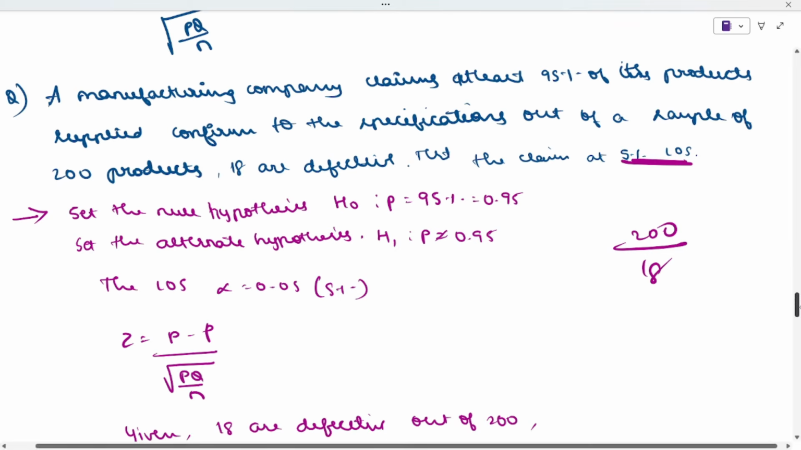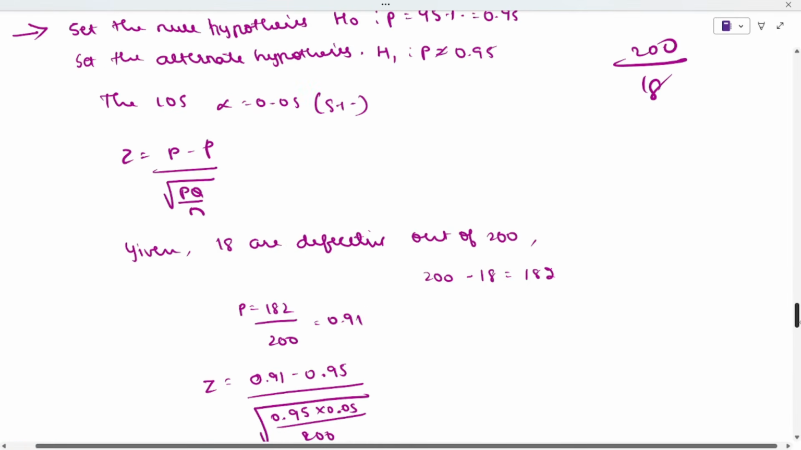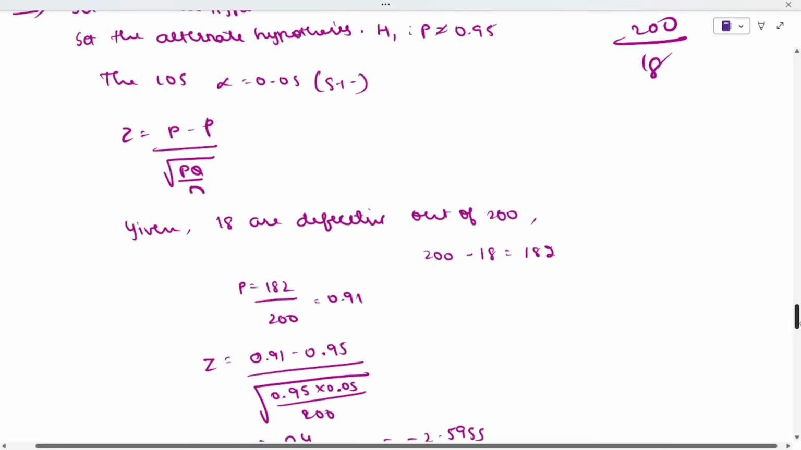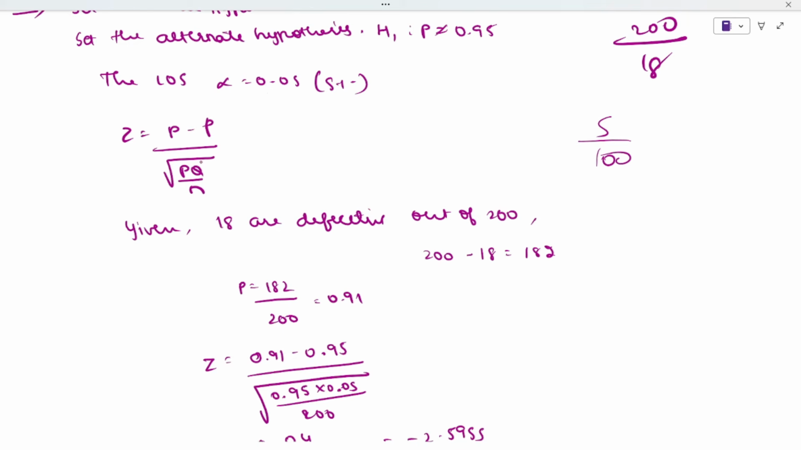Next, for 5% LOS, you will take 0.05, that is 5 by 100, and you will get 0.05. Now, 18 are defective out of 200, which means 182 are not defective. So you take the probability as 182 divided by 200, and you will get 0.91. That will be the value of small p. What is capital P?